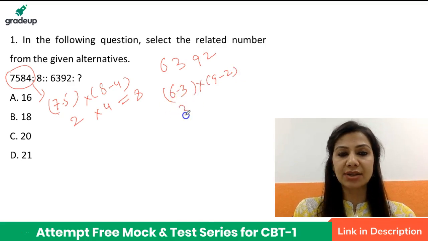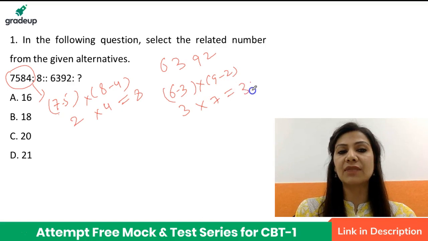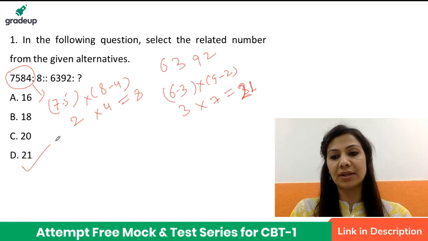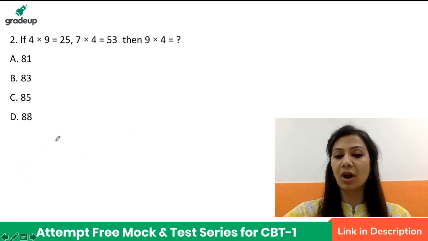So 6 minus 3 is 3 and 9 minus 2 is 7. 7 multiplied by 3 will give you 21. It's not 31, it's 21 as the result, which is given in option D. So it's a very important topic from the examination point of view.